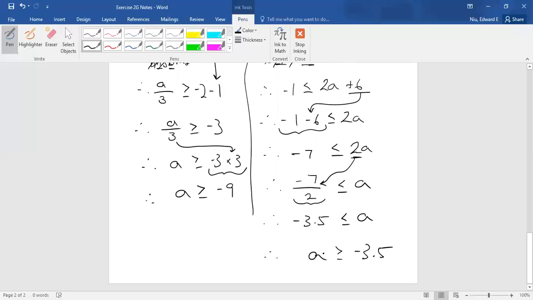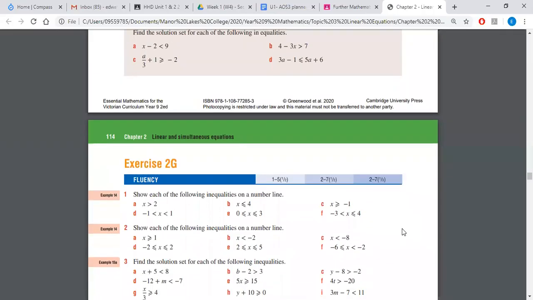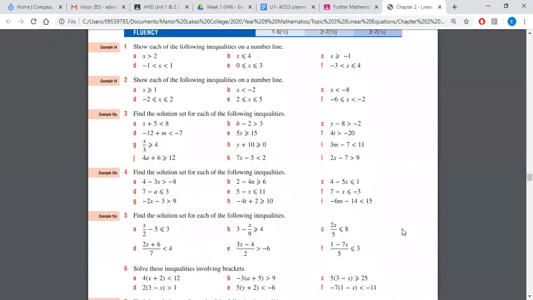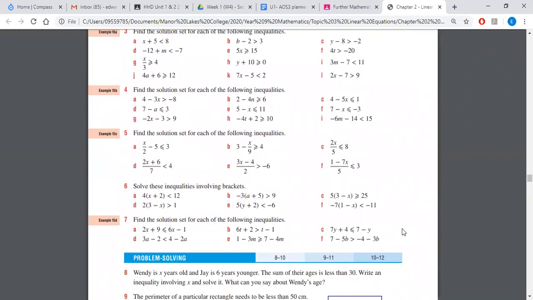All right, have a go at exercise 2G. So let's take a look at the questions. Jump to exercise 2G on page 114. Have a go at 1 all the way through to 7, every second question.